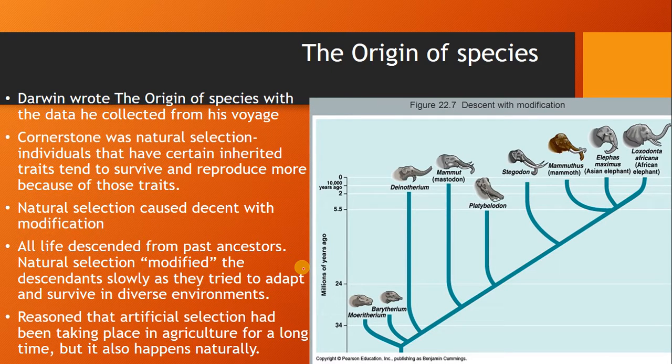So he got back from his voyage and was looking over all of his research, and it was becoming clear that Lamarckian evolution wasn't correct. And he developed kind of the cornerstone to explain what was causing this change over time, and he called that natural selection.